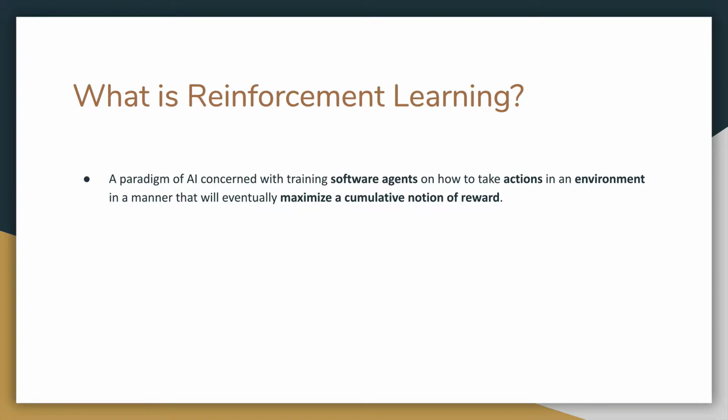So, reinforcement learning is defined as a paradigm of AI concerned with training software agents on how to take actions in an environment in a manner that will eventually maximize a cumulative notion of reward. And note very well the words or the phrases that have been boldened in the definition.